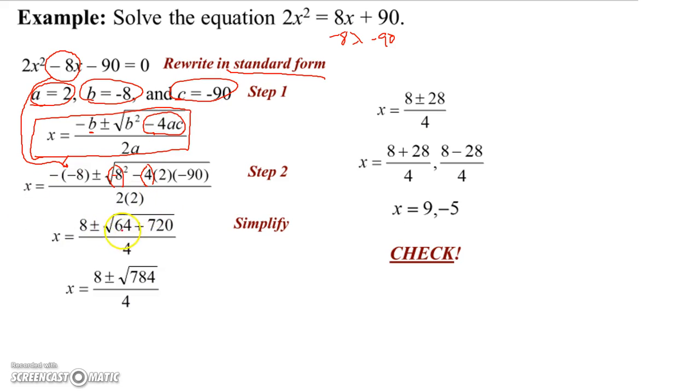Anyway, in this case, 8 squared is 64. 4 times 2 times 90 is 720. Calculators are fine for this. Combine those, you end up with x equals 8 plus or minus the square root of 784 divided by 4. Again, you can use your calculator to determine this. This happens to be a perfect square. The square root of 784 is 28. So again, 8 plus or minus 28 divided by 4.